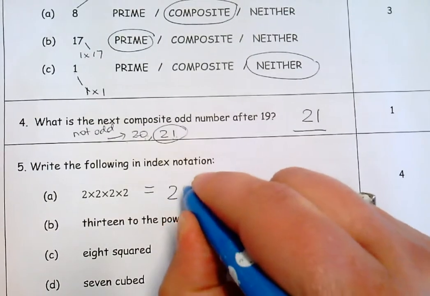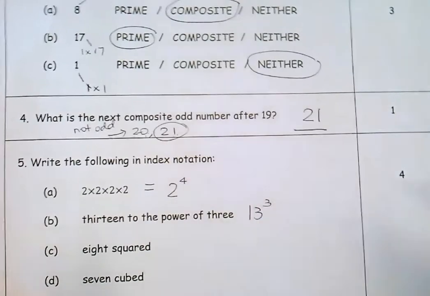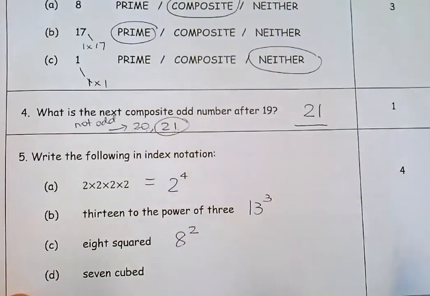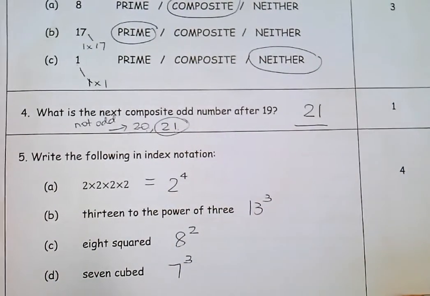Writing these in index notation, 2 times 2 times 2 times 2 is 2 to the power of 4, 13 to the power of 3, 8 squared is written as 8 with a power of 2, and 7 cubed is written as 7 with a power of 3.